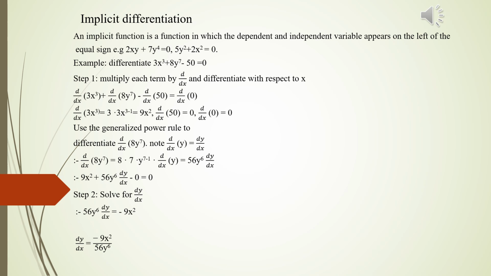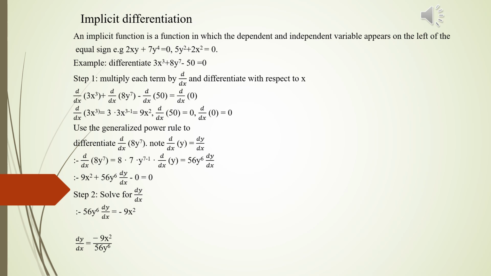In this kind of function, you can't easily tell which one is the dependent or the independent variable. Example: differentiate 3x raised to power 3 plus 8y raised to power 7 minus 50 equals 0. Step 1: multiply each term by d dx and differentiate with respect to x. So when we multiply each term by d dx, we have d dx open bracket 3x raised to power 3 close bracket plus d dx open bracket 8y raised to power 7 close bracket minus d dx 50 equals d dx open bracket 0 close bracket.